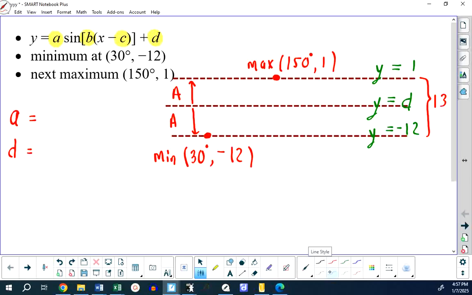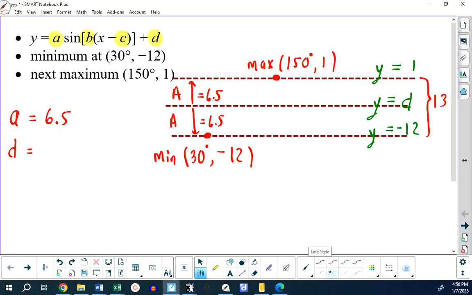And that means that half of that distance would be the amplitude. If I want to know how far it is from negative 12 to 1, I can take 1 and subtract negative 12 and get 13, which means that this is equal to 6.5, and this is equal to 6.5. So I know that I can use 6.5 for a.